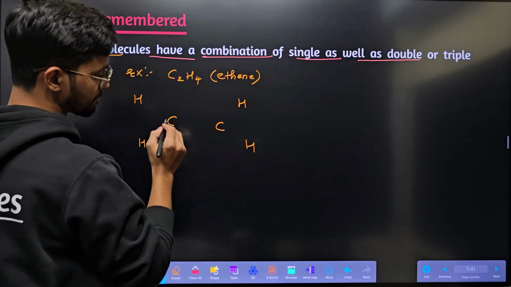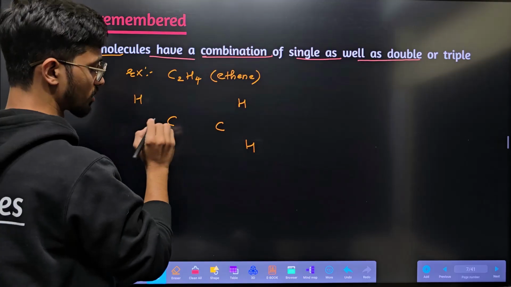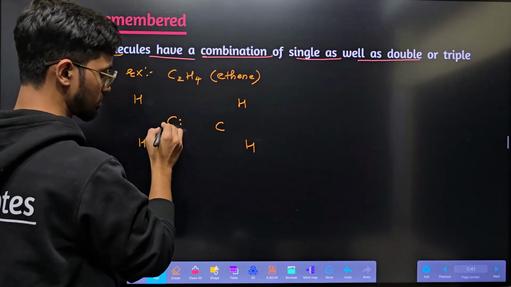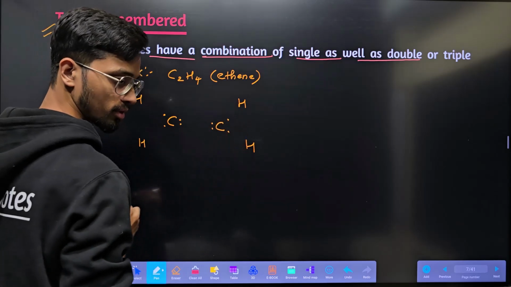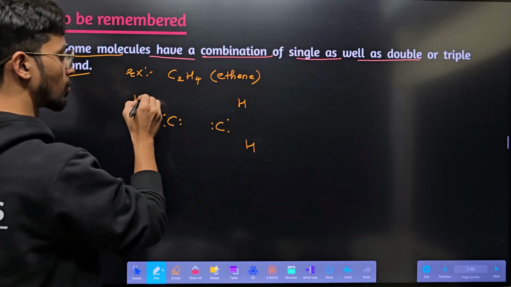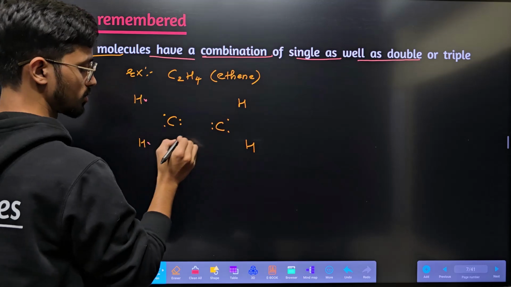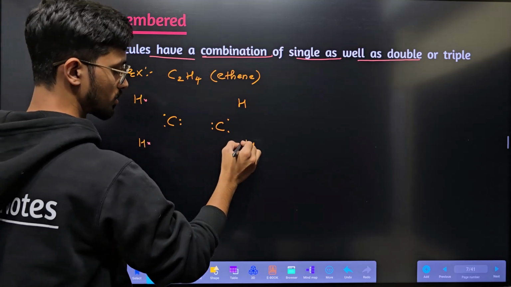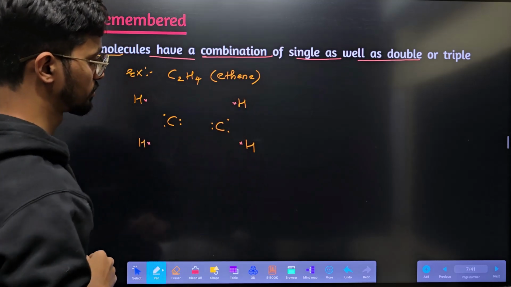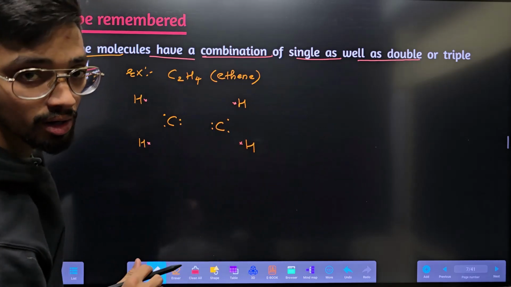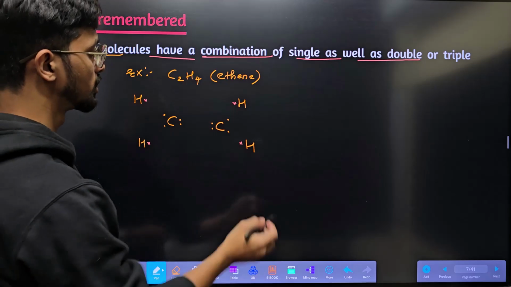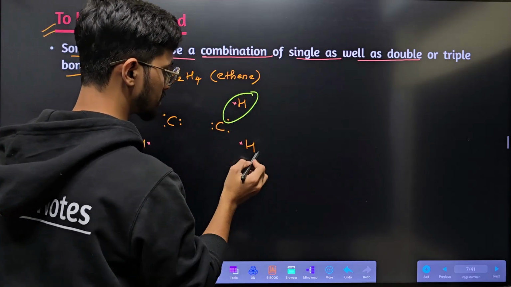See, carbon has 4 electrons in the outermost shell: 1, 2, 3 and 4. Each carbon has 1, 2, 3 and 4. Hydrogen has 1 electron. Now hydrogen needs only 1 electron to complete its duplet, so it will form a bond with carbon like this.